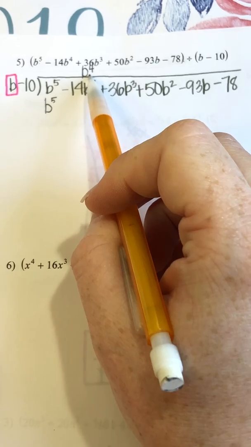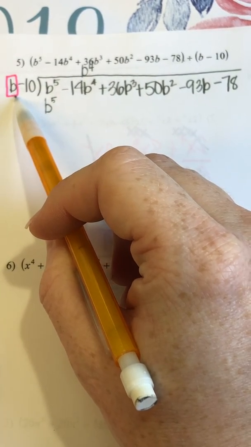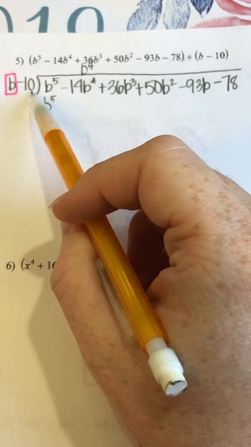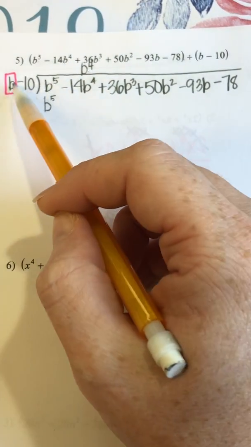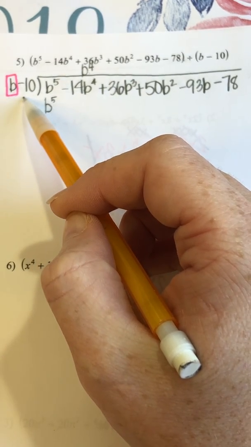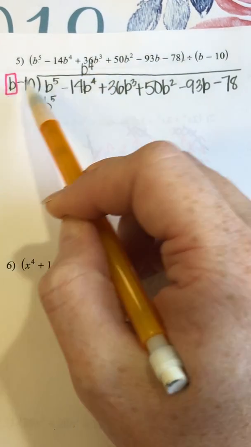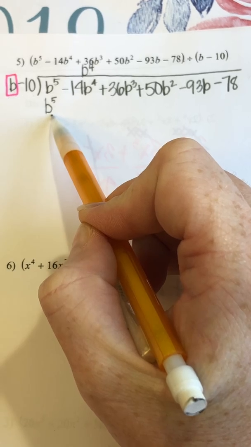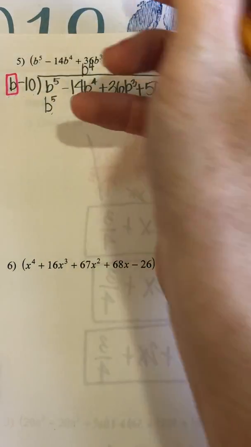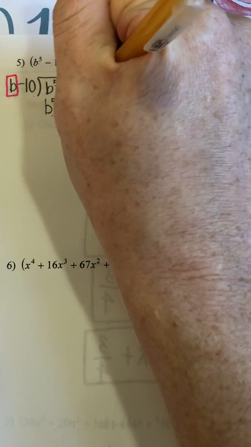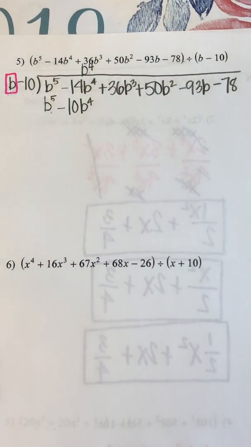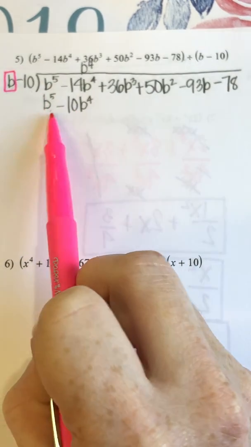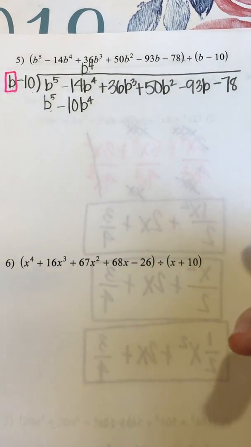But is b to the 4th only multiplied by the b, or how many pieces do I have here? I have 2. So I'm going to have to treat this like I'm doing the distributive property. So b to the 4th times b is b to the 5th. b to the 4th times negative 10 is negative 10b to the 4th. Okay? So each time I do this, I'm actually going to end up with 2 terms that I'm working with.